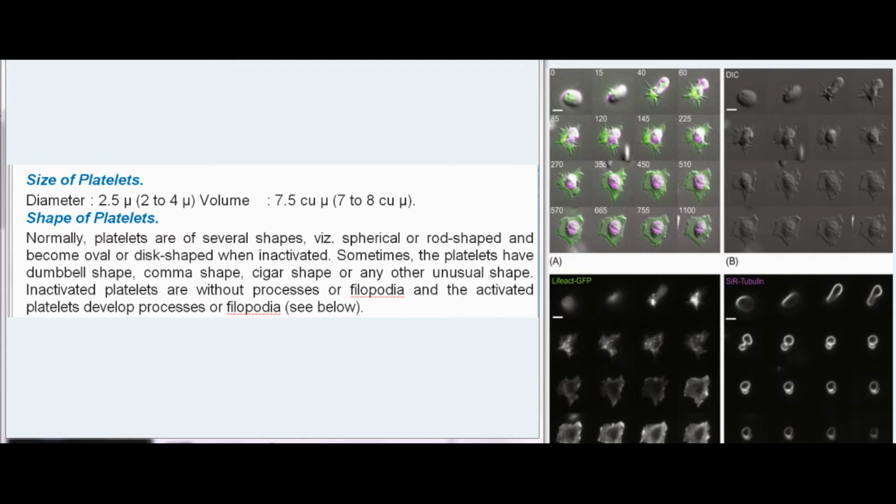Shape of platelets. Normally, platelets are of several shapes, viz. spherical or rod-shaped, and become oval or disc-shaped when inactivated. Sometimes the platelets have a dumbbell shape, comma shape, cigar shape, or any other unusual shape. Inactivated platelets are without processes or filopodia, and the activated platelets develop processes or filopodia.